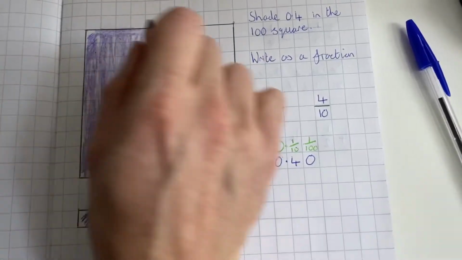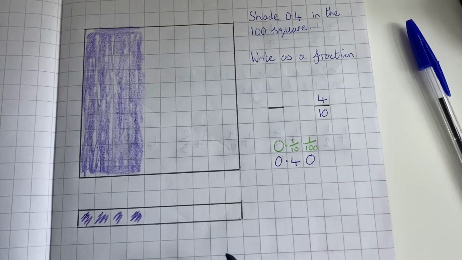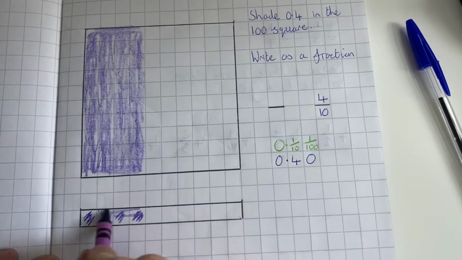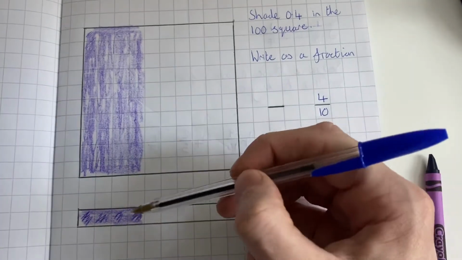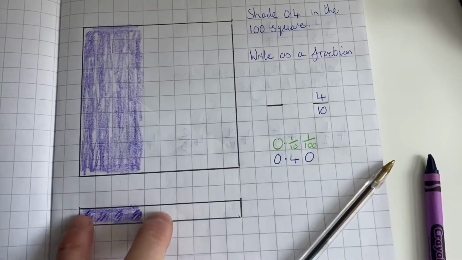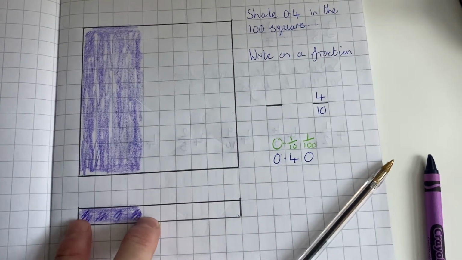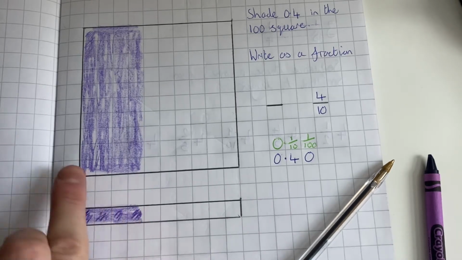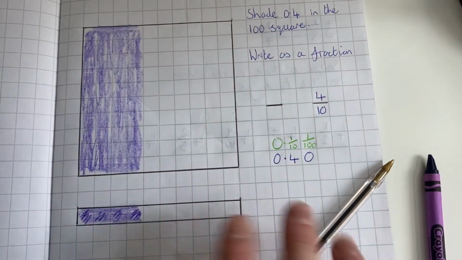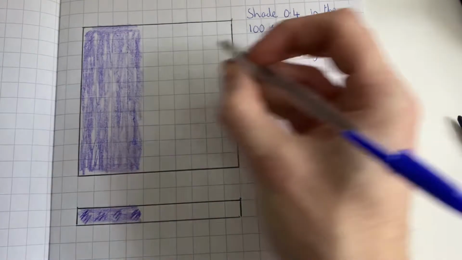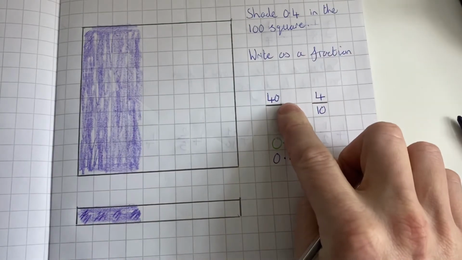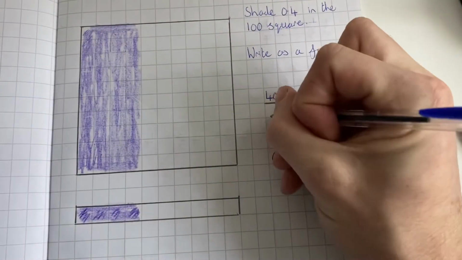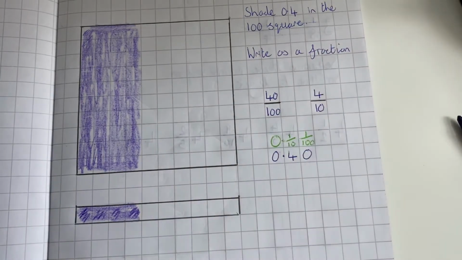Now we've got 40 out of 100 squares shaded in. And if we notice between these two pictures that we've got, the same amount is shaded in, the same amount of columns. We've got 1, 2, 3, 4, 1, 2, 3, 4. But the difference is that this is a 100 square and this is just a bar model with 10 squares in it. So we need to write this as a fraction. We've got 40 parts shaded in as our numerator, and because our whole is out of 100, our denominator is 100.